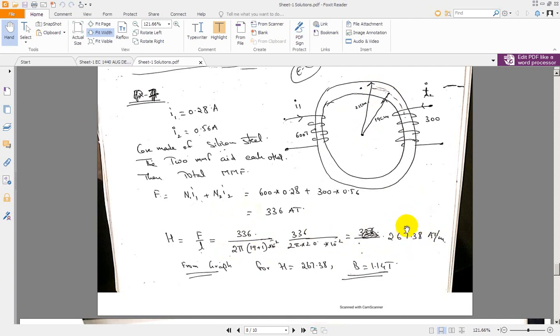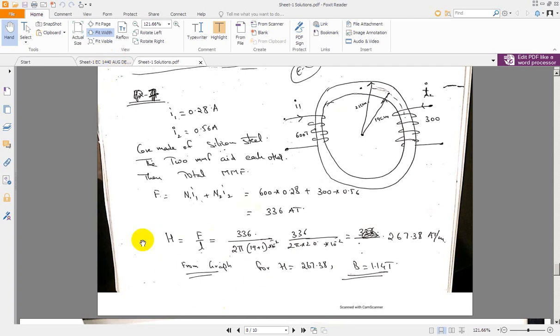Now we need to calculate B. How do we calculate B? Flux density B is equal to mu into H, but we don't know mu R. Mu R is also not given, so we cannot calculate it. What other hint has he given? He has given a hint of a graph.